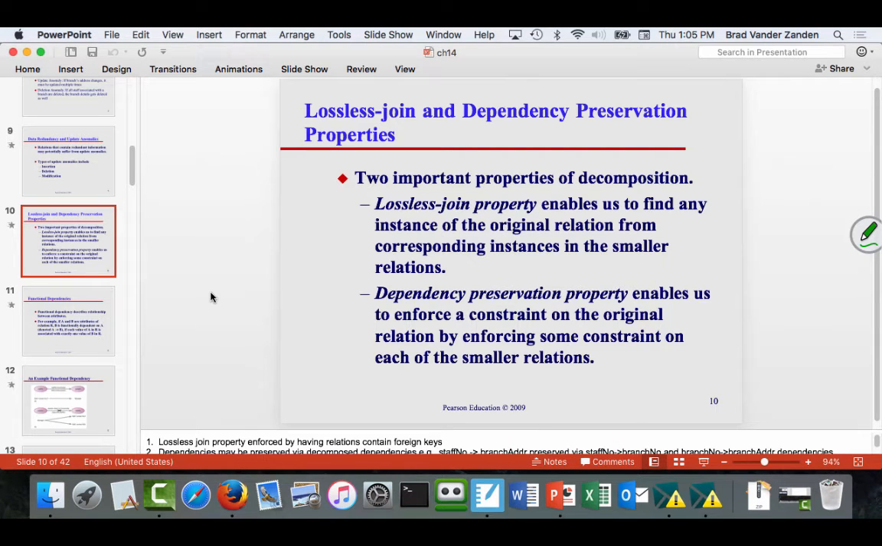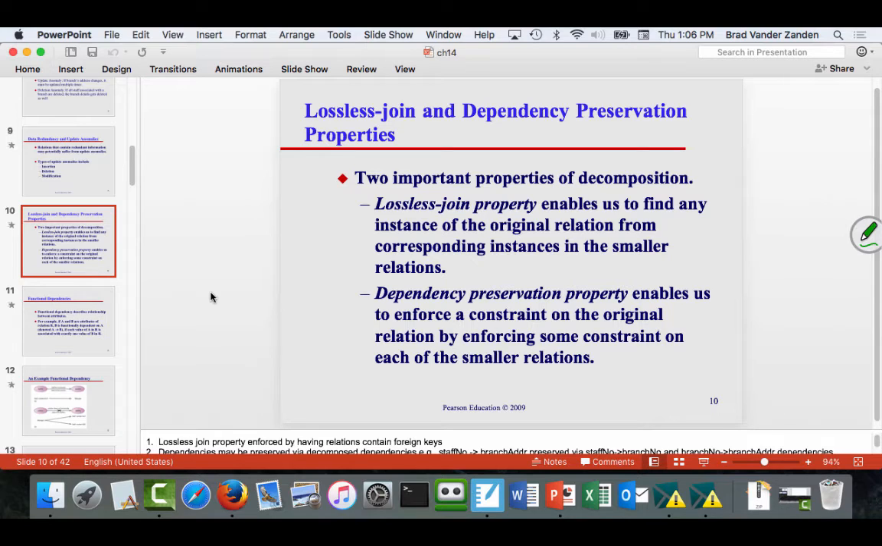Okay, so the whole point with normalization is that we want to decompose relations into two or more what I would call subrelations. And when we do that, there's two properties we want to maintain. First of all, something called the lossless join, which means that if the original relation contained some information, and then we decompose it into two subrelations, we should be able to, if needed, rejoin those two relations to form the original relation and not lose any information.